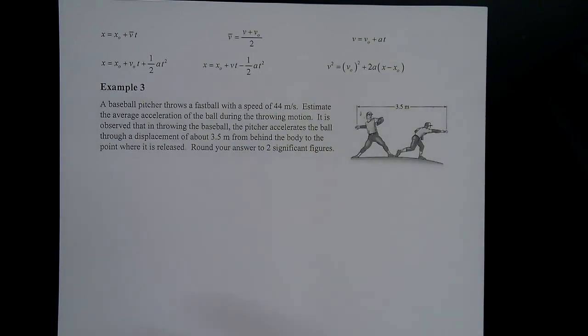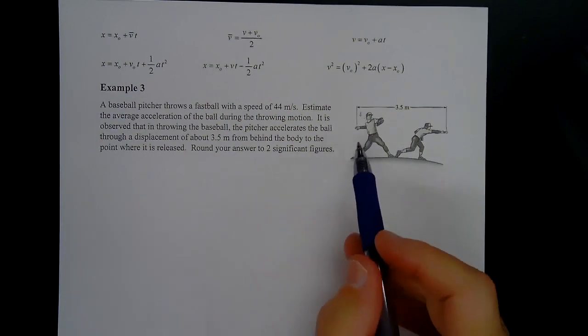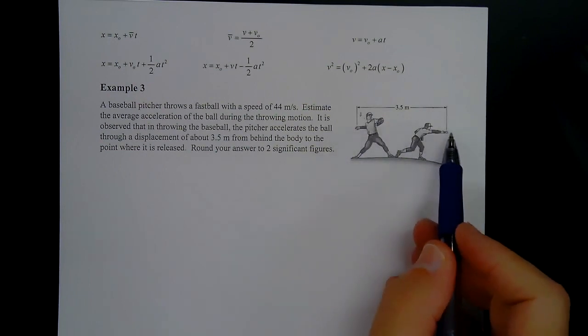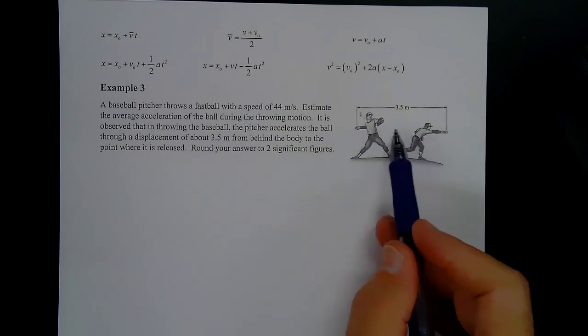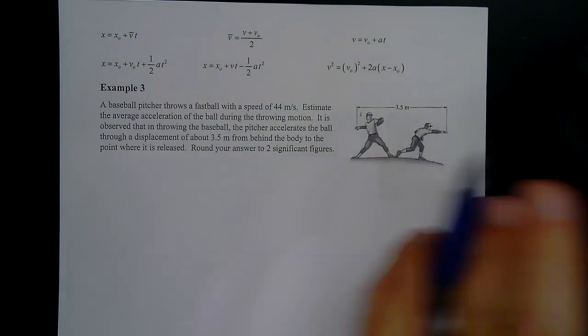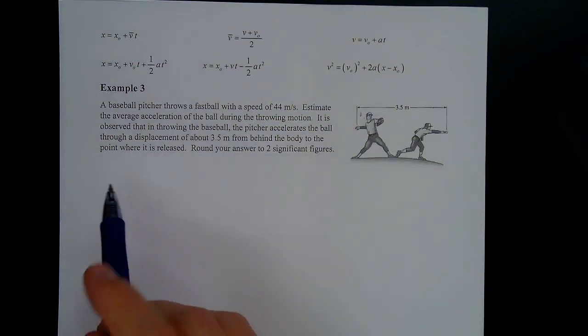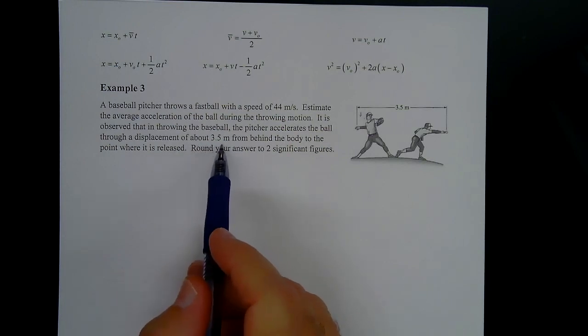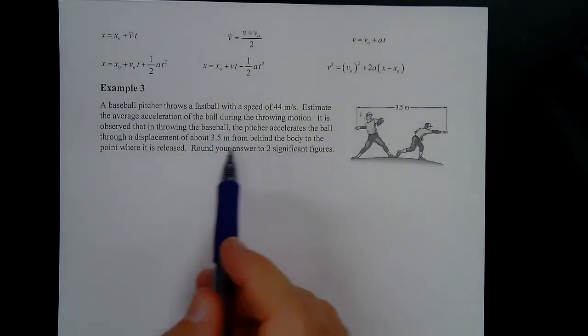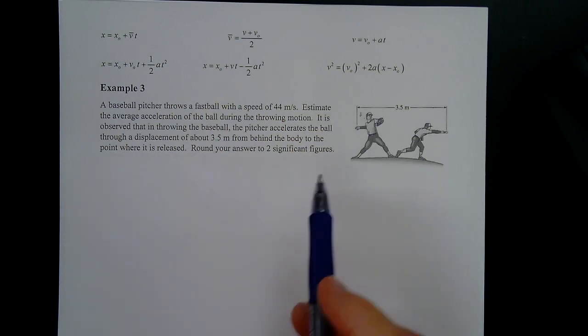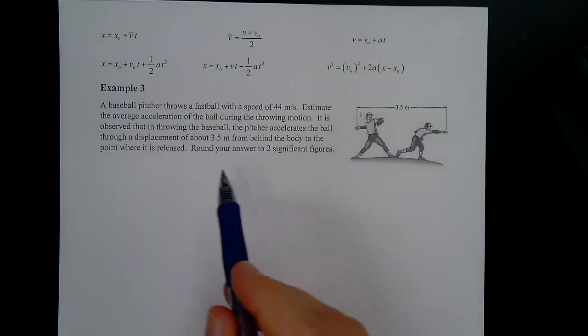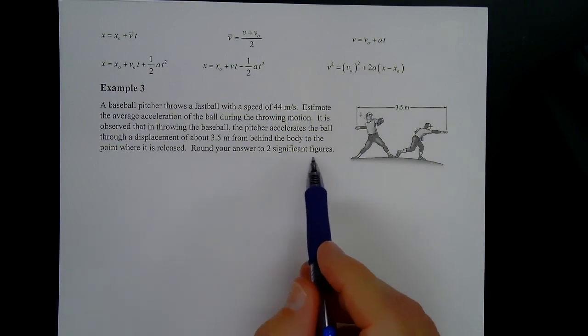So for this next problem, we have a baseball pitcher who throws a fastball with a speed of 44 meters per second. And what we want to do is estimate the acceleration of the ball during the throwing motion. So he's starting right here to right here. What's the average acceleration during this throwing motion? Not after he throws it, it releases. So it is observed that in throwing the baseball, the pitcher accelerates the ball through a displacement of about 3.5 meters from behind the body to the point where it is released. So the ball moved 3.5 meters. And then we want to round our answer to two significant figures.